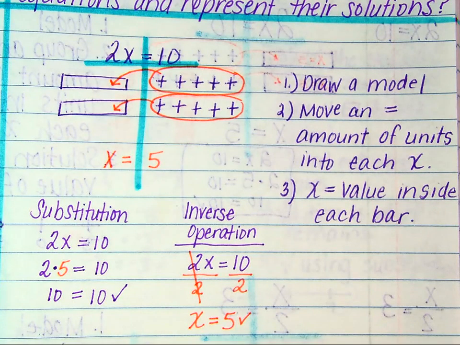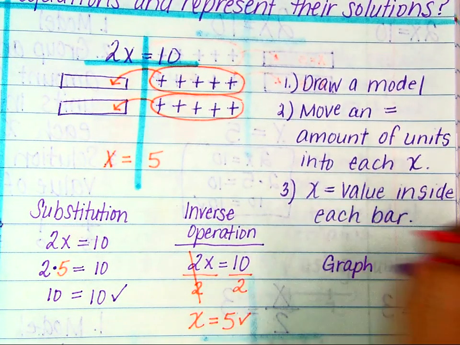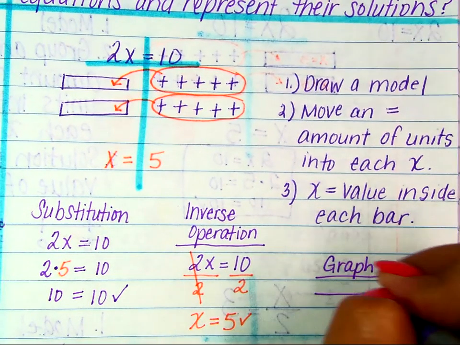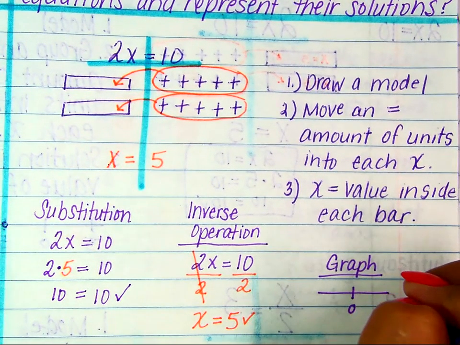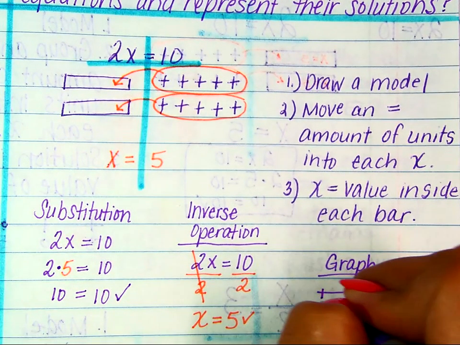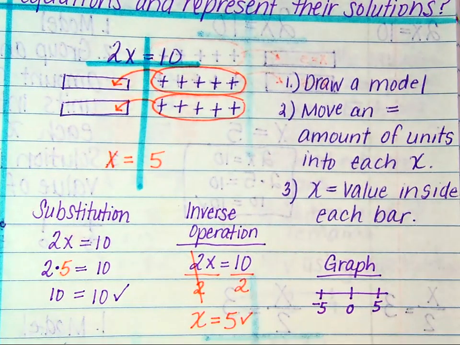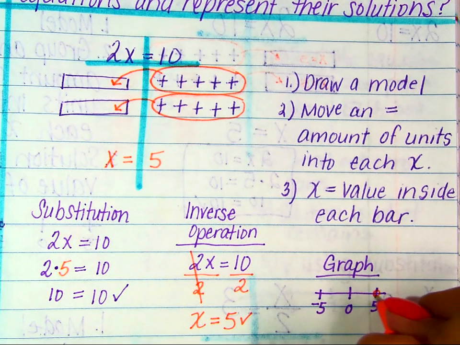Finally, we want to see what this would look like if I had to graph the solution on a number line. So we've been practicing by placing the 0, putting the value of x and its opposite. And this would be represented by a closed dot on a positive 5.